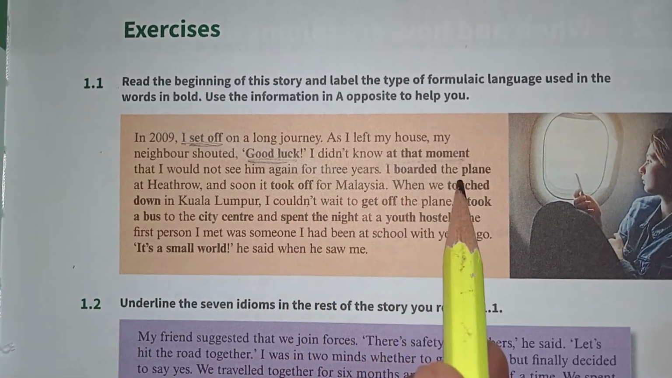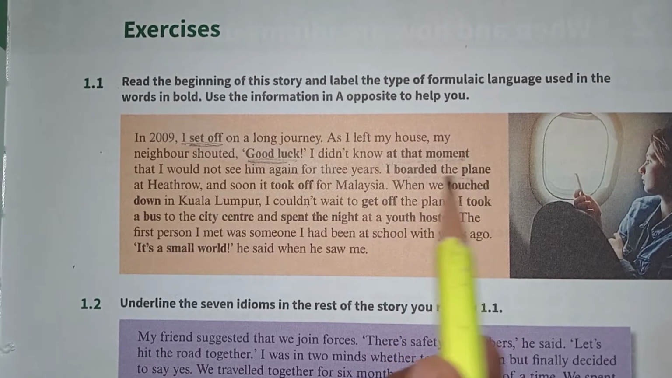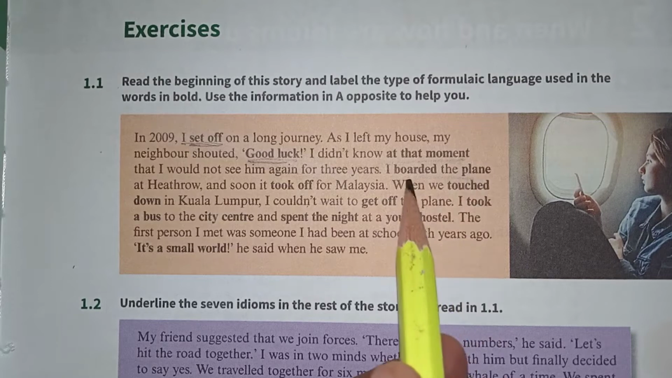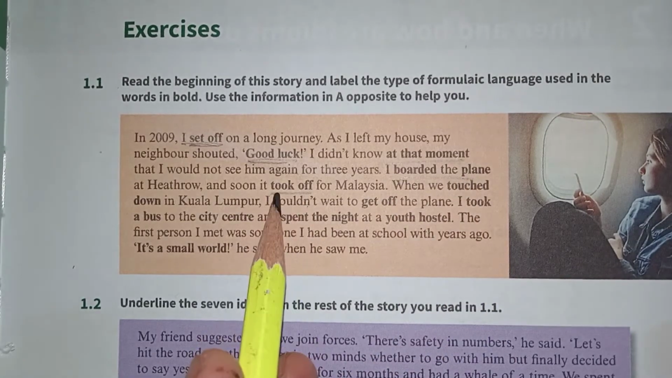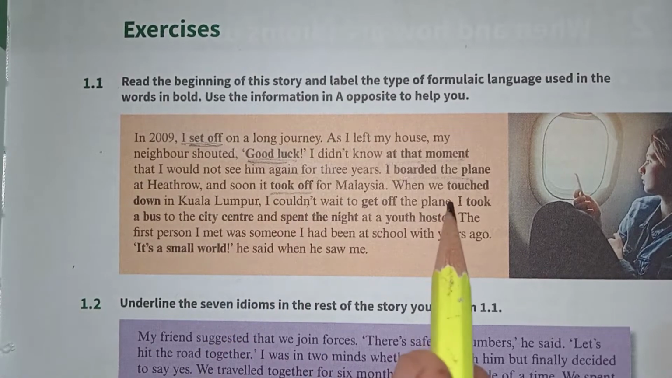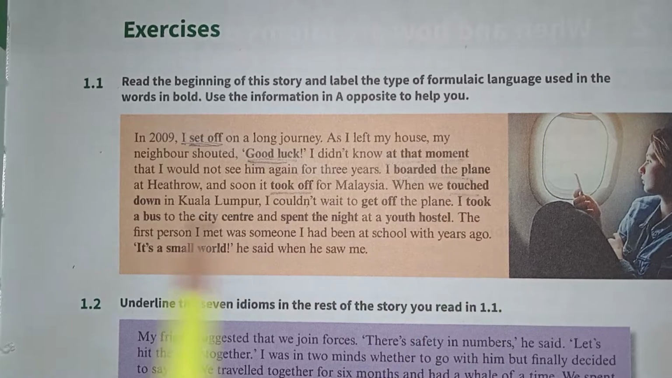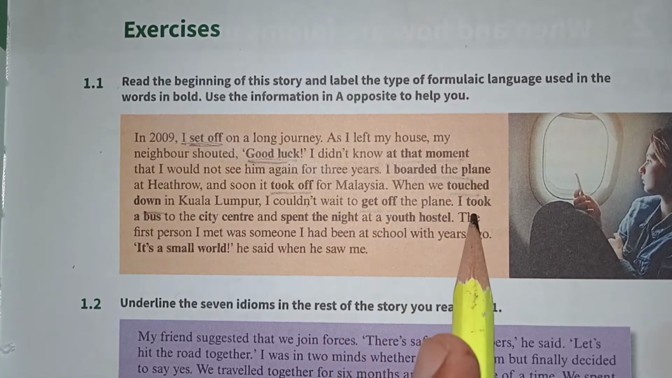And I boarded the plane. This is collocation. Verb collocates with the noun plane. I boarded the plane. This is collocation idiom. Took off is phrasal verb idiom. And touchdown is also phrasal verb idiom. Get off is also phrasal verb idiom.